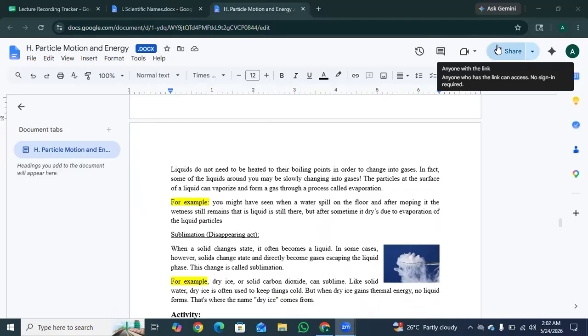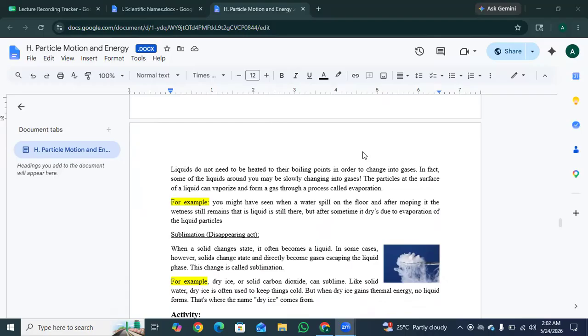Evaporation is basically, you can say, liquid to gas without boiling. Liquids do not need to be heated to their boiling points in order to change into gases. In fact, some of the liquids around you may be slowly changing into gases. The particles at the surface of a liquid can vaporize and form a gas through a process called evaporation. So the basic rule is that liquids do not need to reach their boiling point to turn into a gas.